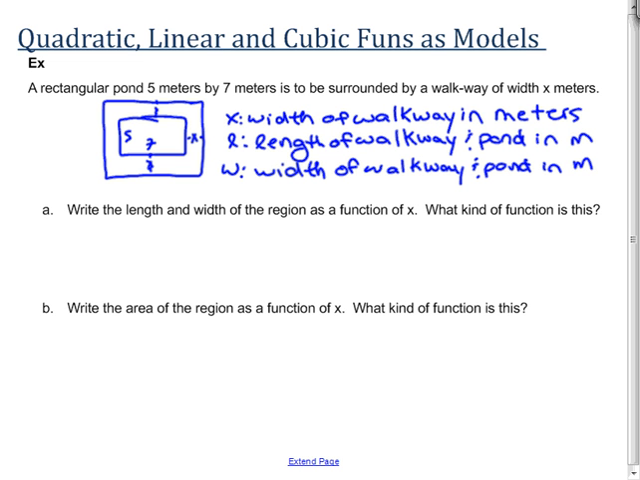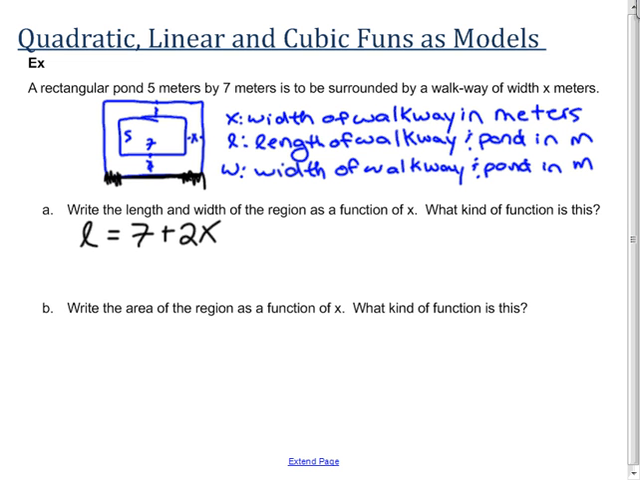So now after I've defined my variables, I need to write the functions for these. Write the length and width of the region as a function of x. So I have to write an equation. Therefore length, let's consider this to be my length here. It's not going to make a difference as to which one I pick as a length and a width. So if that's my length, write the equation for that. My pond is 7. Length is the length of the walkway and the pond. So the pond was 7 plus the walkway was x here and x here. And then in between here was a 7, which is the length of my pond. So that's plus 2x.